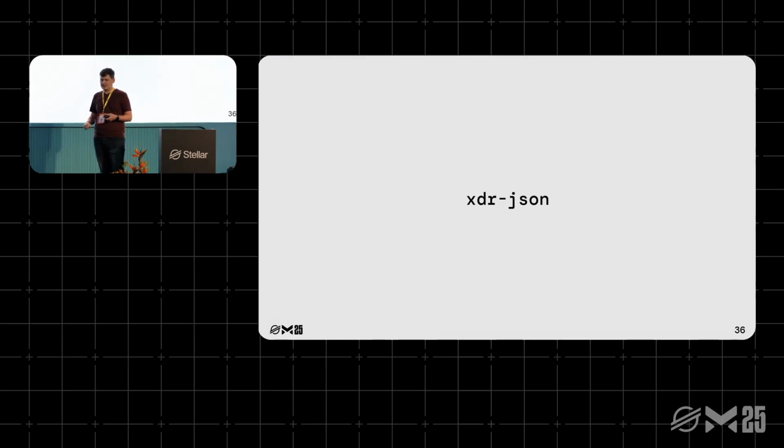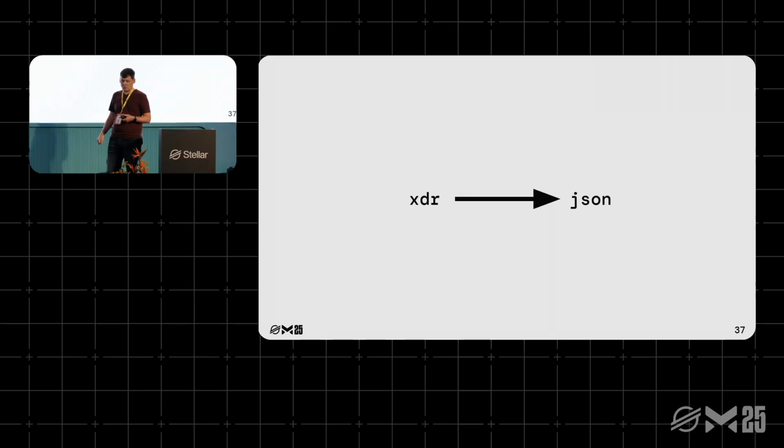XDR JSON is defined in SEP 51. It is a formula for what any XDR value should look like when it's converted into JSON. The mapping supports lossless round-trip conversion, so every XDR value that is represented as JSON can be converted back into the exact same binary as it was originally. It works for the entire Stellar XDR library, all 433 types that are defined there. So let's have a look at how this creates some really delightful experiences.